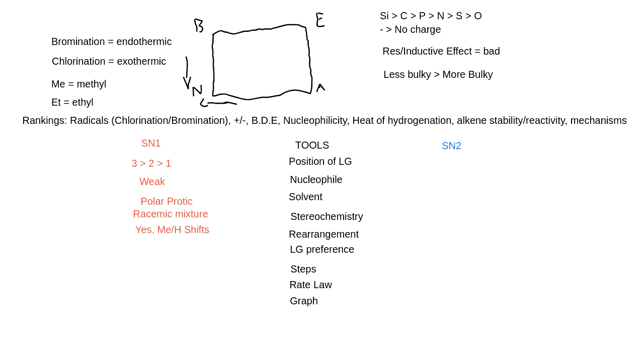Leaving group preference goes iodine, bromine, chlorine, and then fluorine. SN1 has 2 steps, and we'll discuss each of those steps after. Now, the rate law, you might not know this, but it is k times the electrophile.